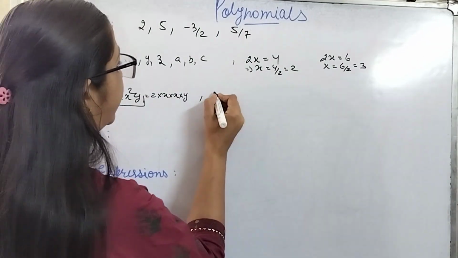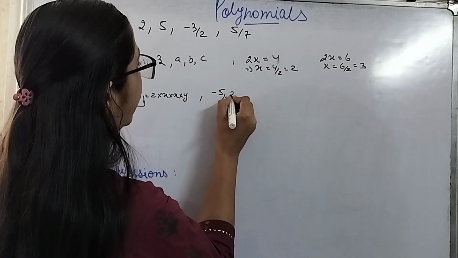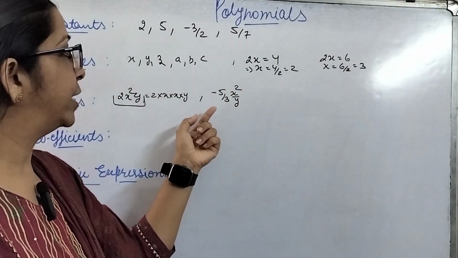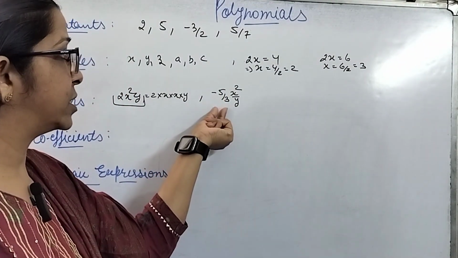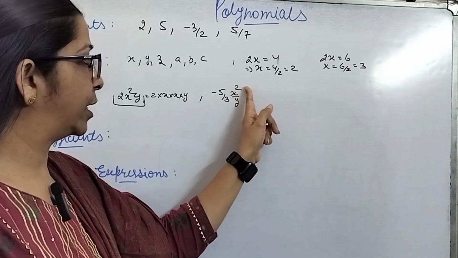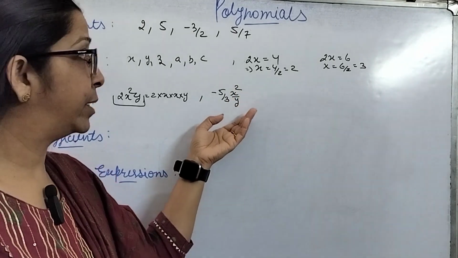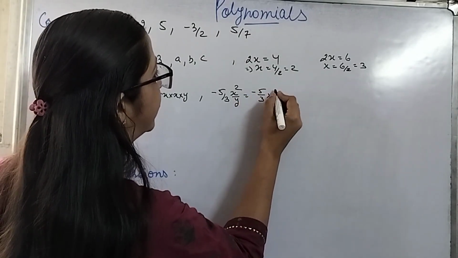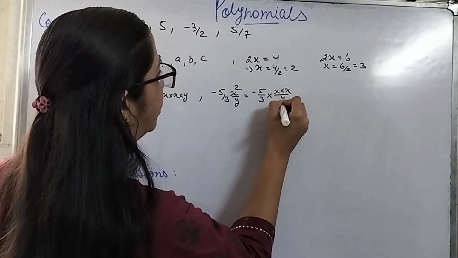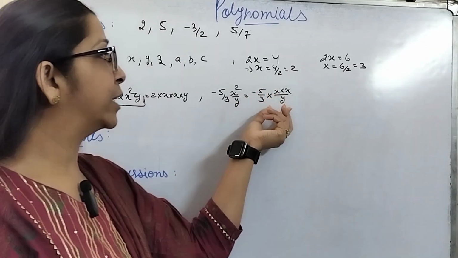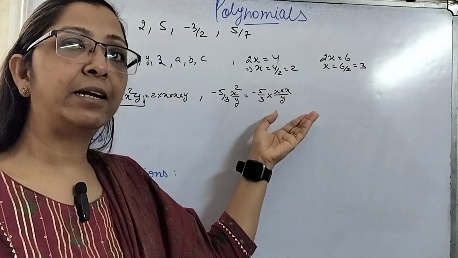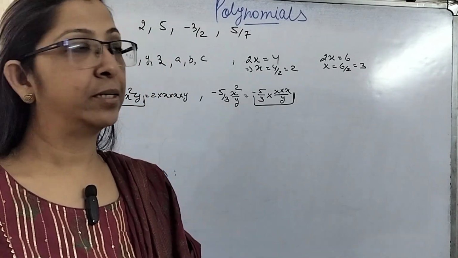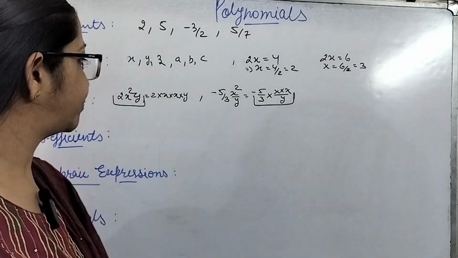Similarly, if I say minus 5 over 3 x square divided by y, this is even a term in which minus 5 upon 3 is the constant, x square is a variable, and y is even a variable. So what we have done is, we have minus 5 over 3 multiplied by x square divided by y. So when we multiply or divide the constants and the variables, the thing which we get is your terms. These are known as your terms.